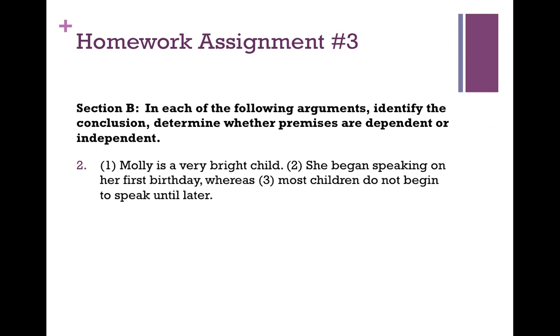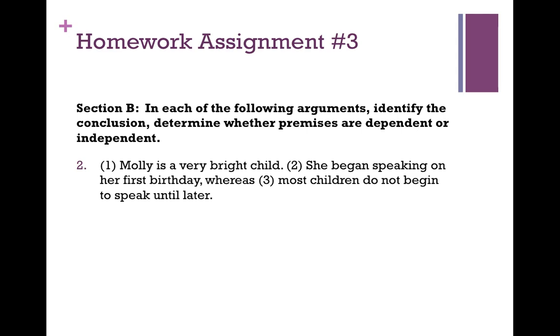This one is a little more complicated than the previous one because it's not providing you that information, whether the premises are dependent or independent. It's not telling you what the structure of the argument is. You have to figure out a little bit more on your own, but it does number the individual premises.